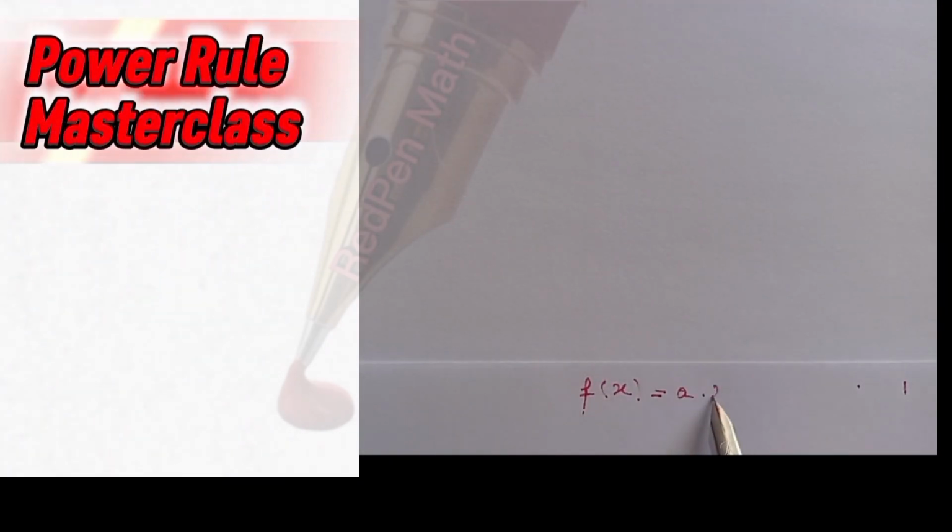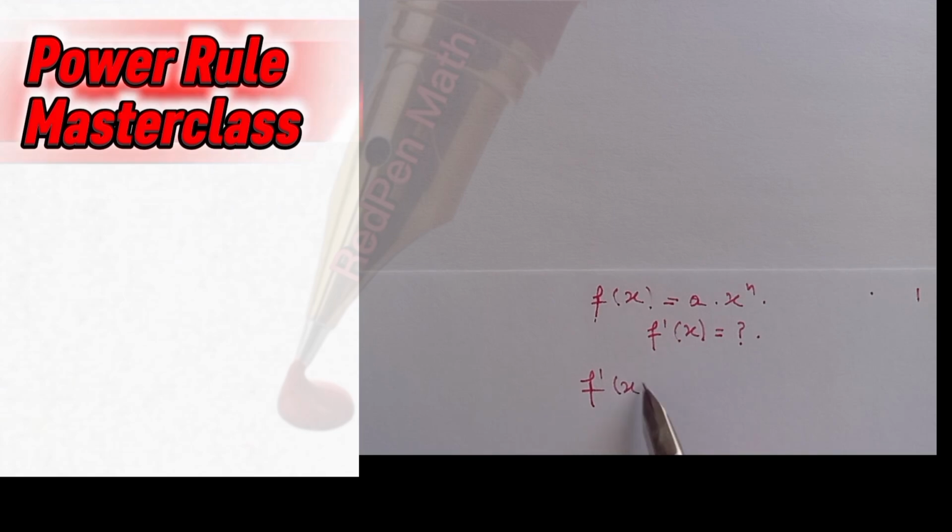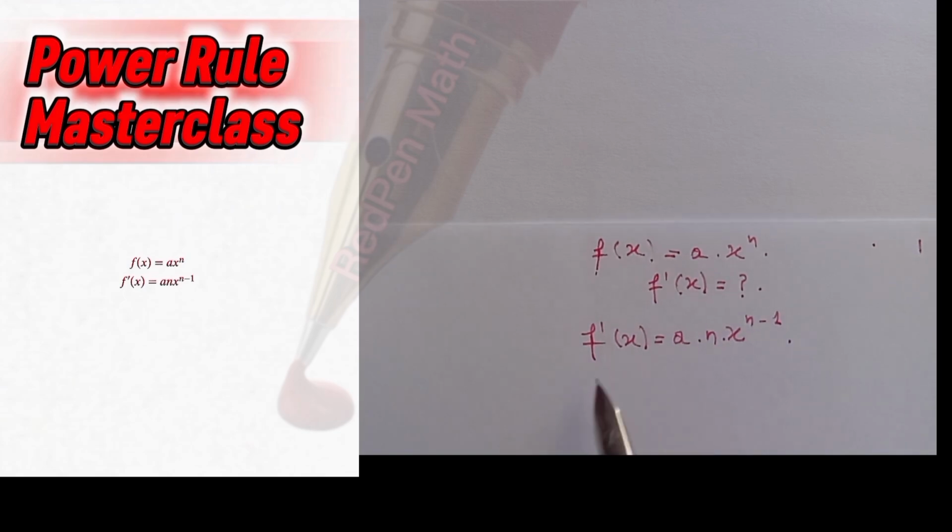This is the most important rule in calculus. Master this, and the rest of the year will be so much easier. The rule is simple. Multiply the power by the coefficient and subtract 1 from the power. Let's see 5 examples, from basic to advanced.